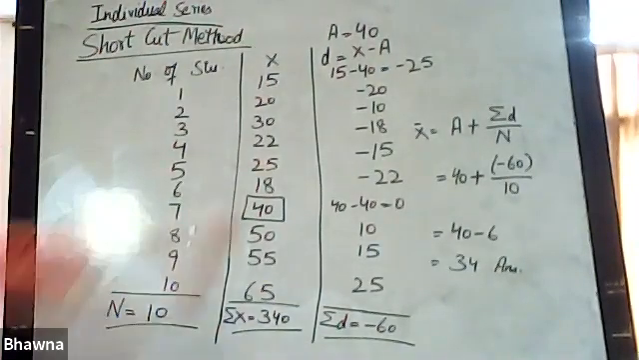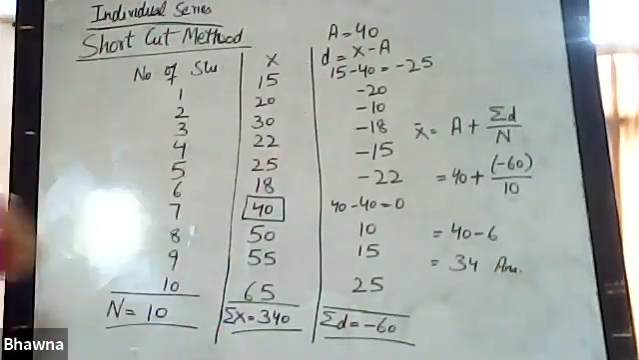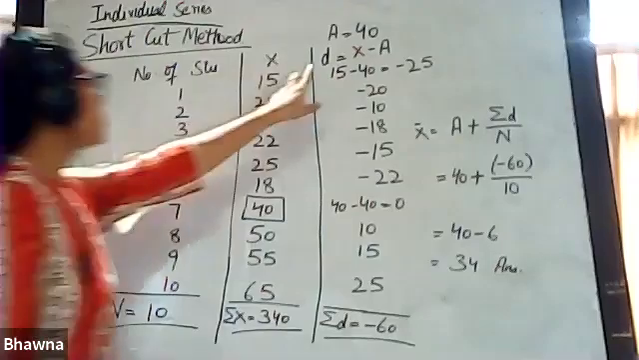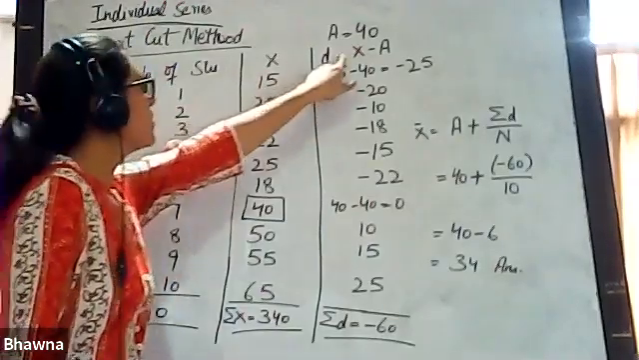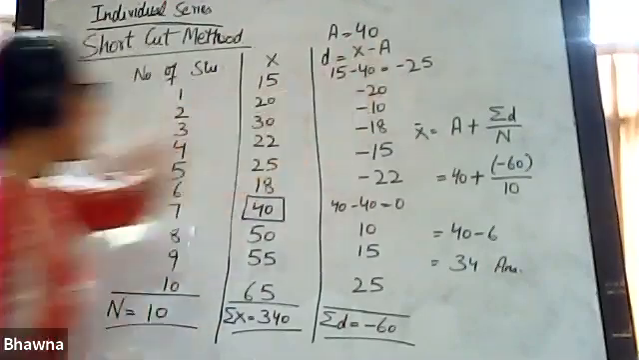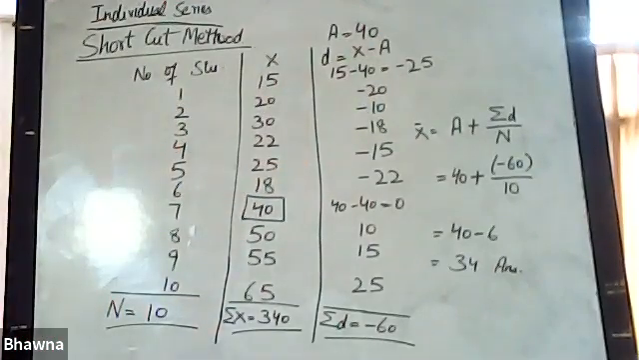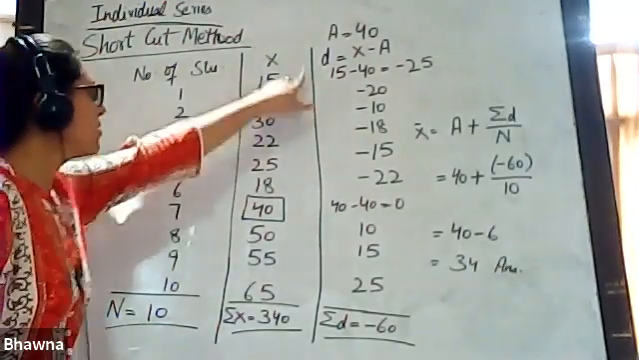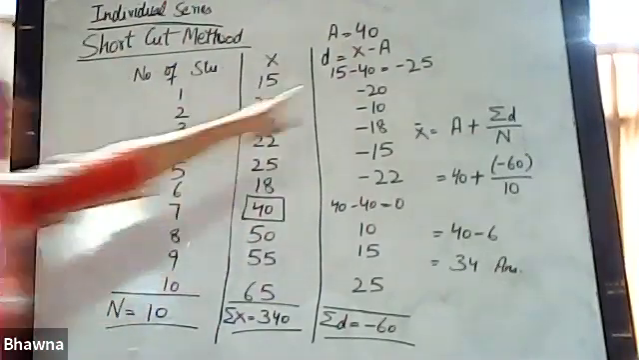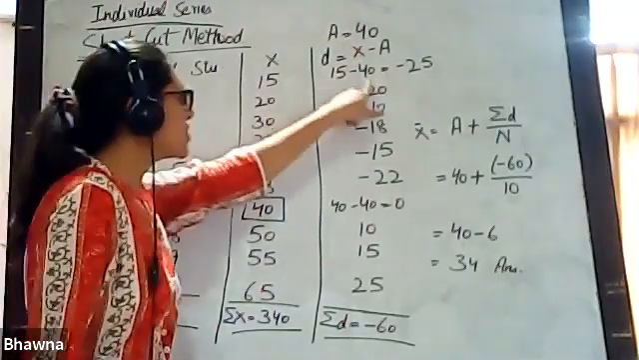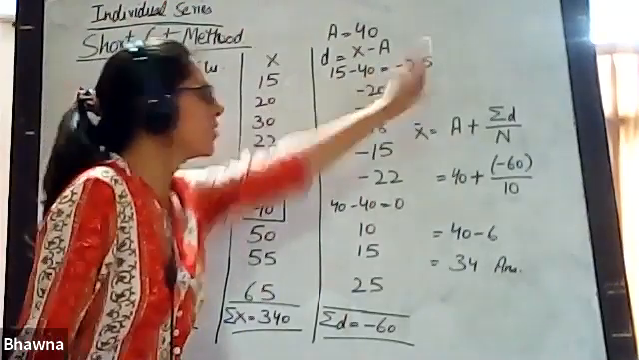Now we have to calculate the deviations, that is D. How can we calculate the deviation? The formula of deviation is D equals x minus A, that is x minus the assumed mean. So here the value of x is 15, minus the assumed value 40. 15 minus 40 is equal to minus 25.